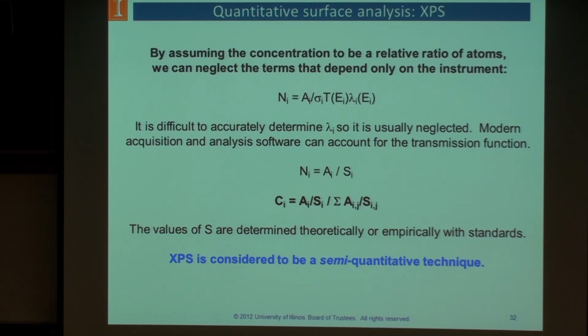Okay, so XPS is generally considered to be a semi-quantitative technique for one of two reasons. Because this method assumes that your material is a homogeneous mixture of atoms, which it usually never is. It's always a layered system. And also because we're neglecting the inelastic mean free path, we're assuming that the analysis volume for all the elemental lines we're looking at will be the same, but usually they never are because the lines are at different kinetic energy. So for each element we're sampling a different depth. So for those reasons, we'll consider XPS semi-quantitative, but with a little bit more work and standards, it can be made quite quantitative.